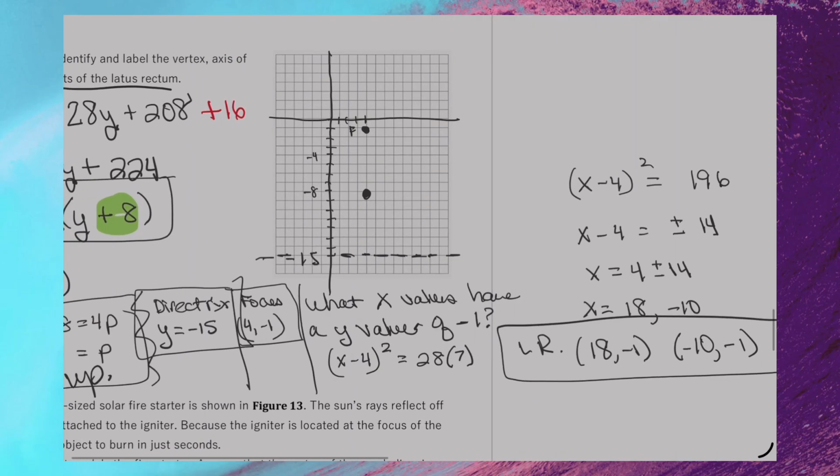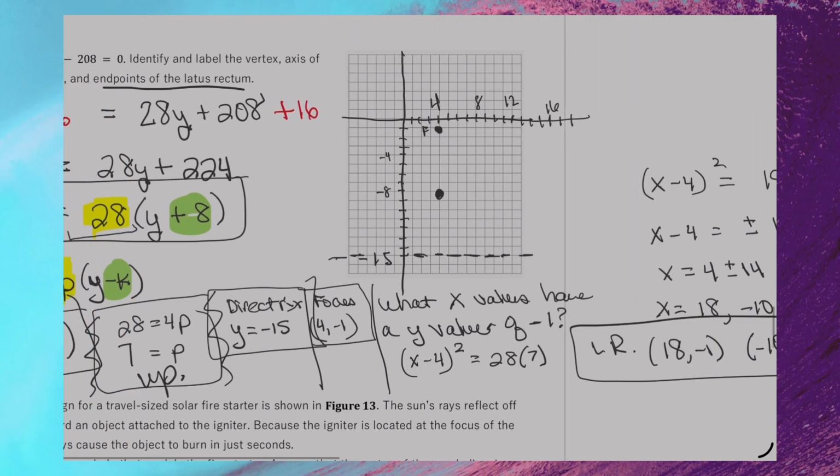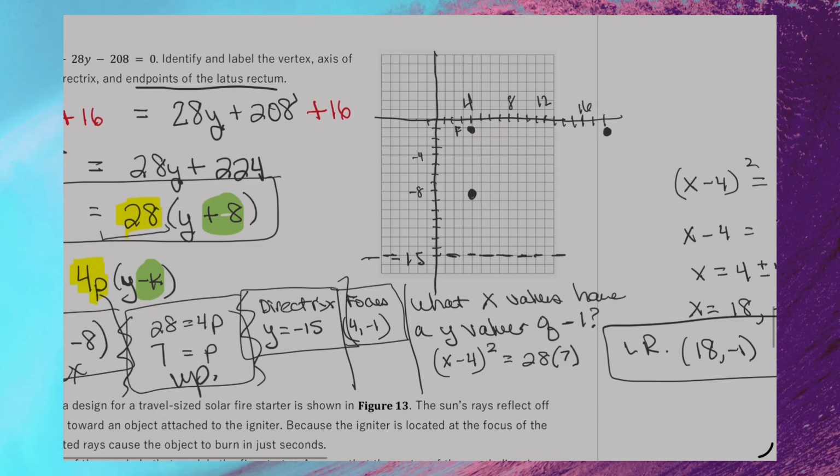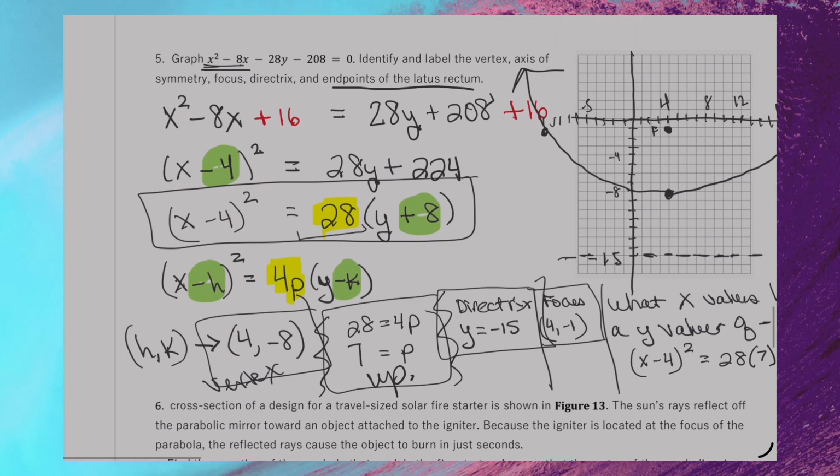All right. 18, -1. If this is 4, 5, 6, 7, 8, 9, 10, 11, 12. Ooh. 13, 14, 15, 16, 17, 18. Not a fan, but I didn't have a big enough grid, or I didn't plan enough ahead. The other point was negative 10. 2, 3, 4, 5, 6, 7, 8, 9, 10. Right there. So this is a very wide parabola. Like so. Okay. All right, I got one more.